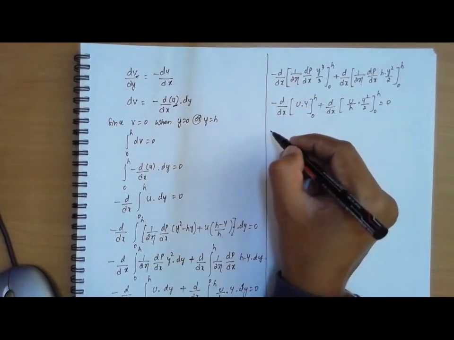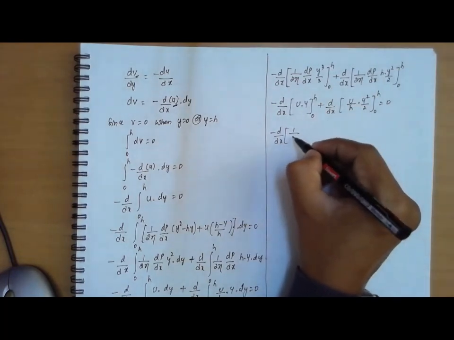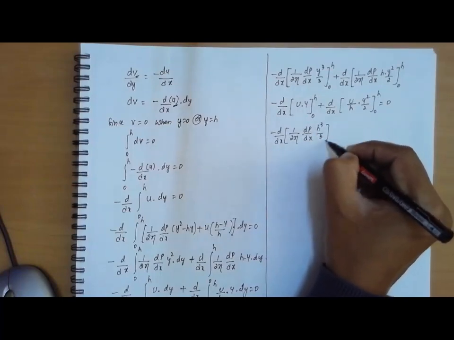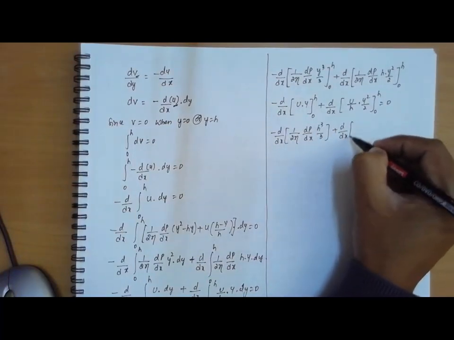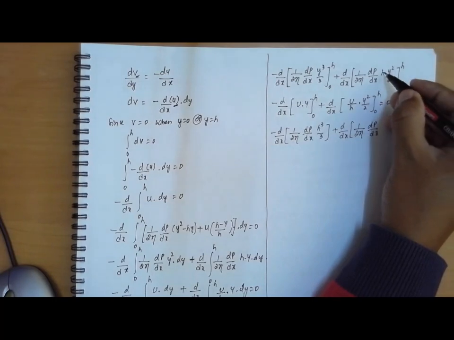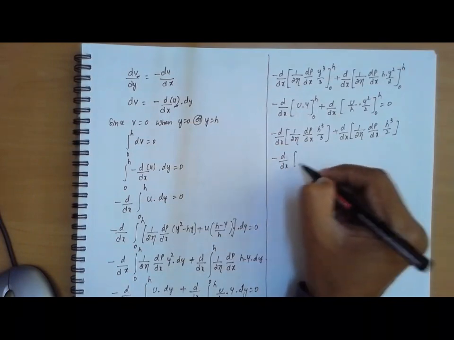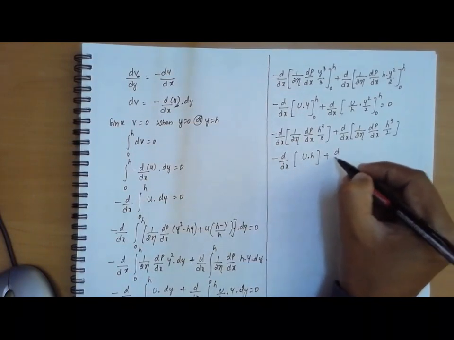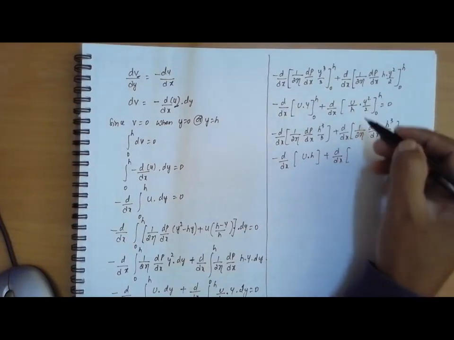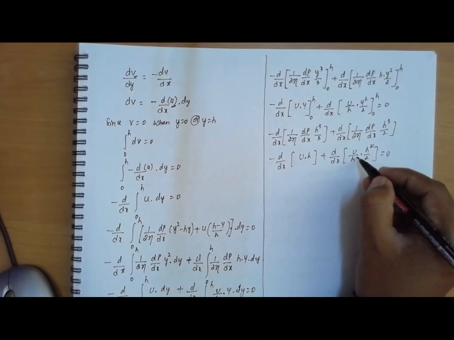So now minus d by dx. When you apply the upper limit, it becomes h cube, 1 over 2 eta dp by dx, h cube by 3, plus d by dx of 1 over 2 eta dp by dx. Now h square into h will become h cube by 2, minus d by dx of u into h, plus d by dx of u into h square. So 1h and 1h will get cancelled, so that is u into h square by 2 equal to 0. You can cancel 1h and 1h.